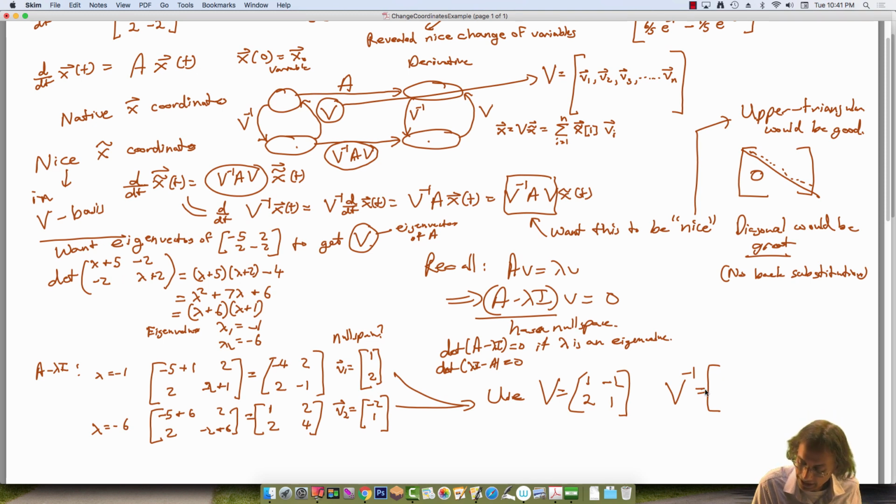In this case, one can use an exact formula. So you get 1/5, 2/5, minus 2/5, and 1/5. It's always good to check. 1/5 times 1 minus 2/5 times minus 2, that's 1/5 plus 4/5 equals 1. 2/5 times 2 is 4/5. 1/5 times 1 is 1/5.